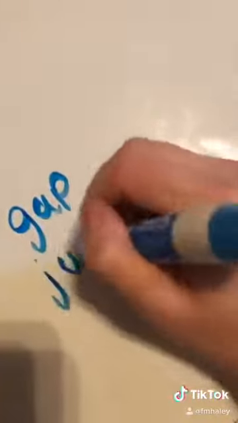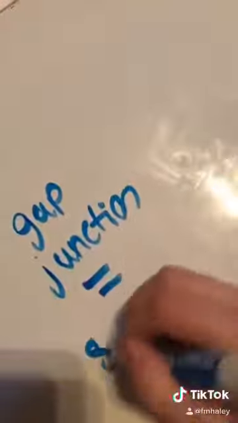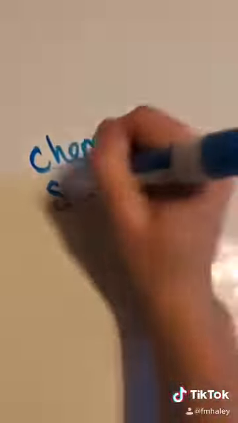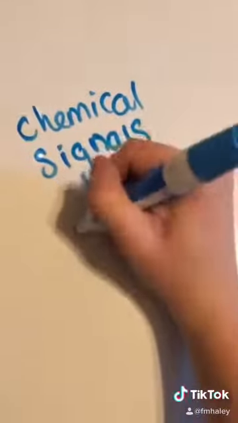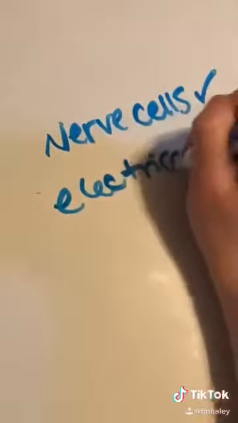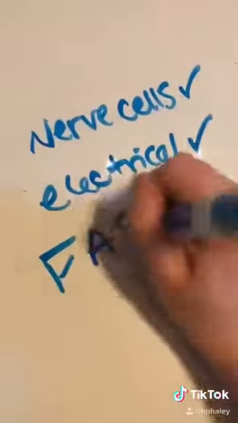The gap junction is also known as something called the synapse. Through the synapse, chemical signals are sent by things like neurotransmitters. Because these signals are sent by nerve cells, they are electrical, which means they can be communicated fast.